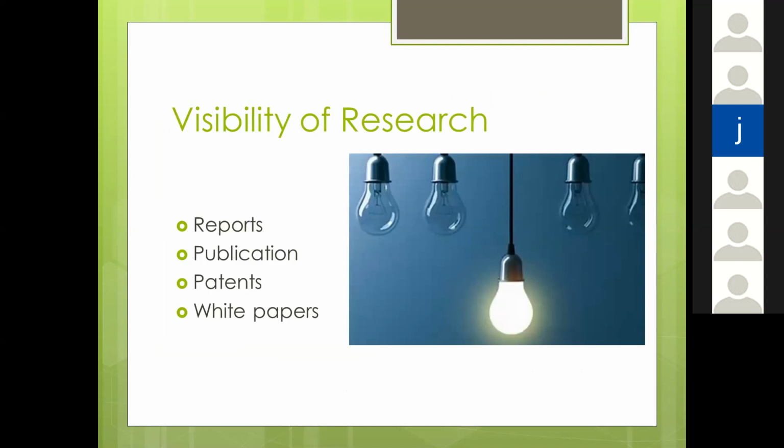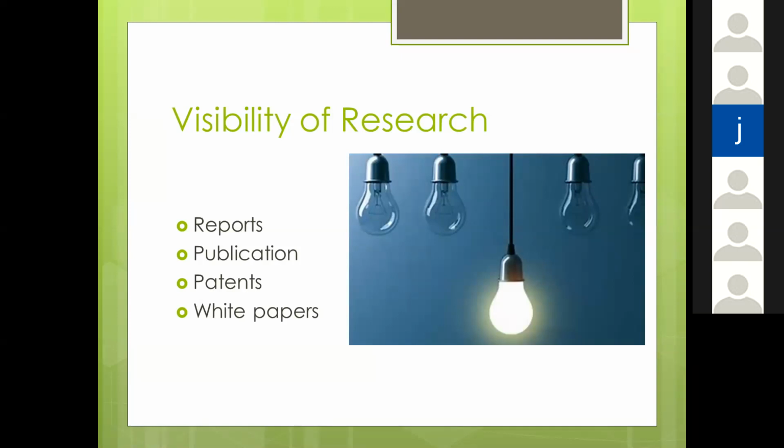If I do a research and present it well, I need to put it into a report. I need to publish it. I need to file a patent against it. I need to write a white paper. Because if my research is not visible, it is just like a bulb lying dormant in your alley or your corridor, and it is not showing a light to anybody. No direction is being sought by that bulb. So you need to make it visible.